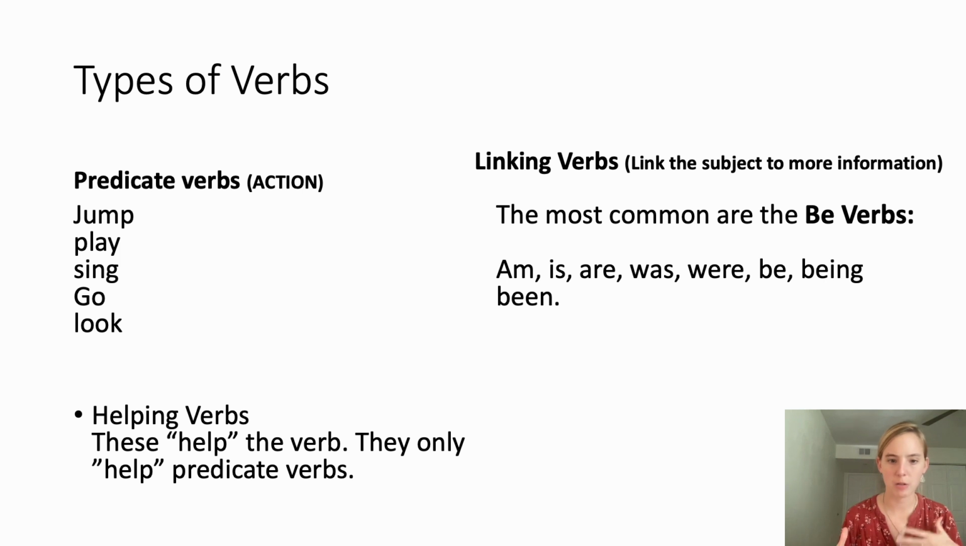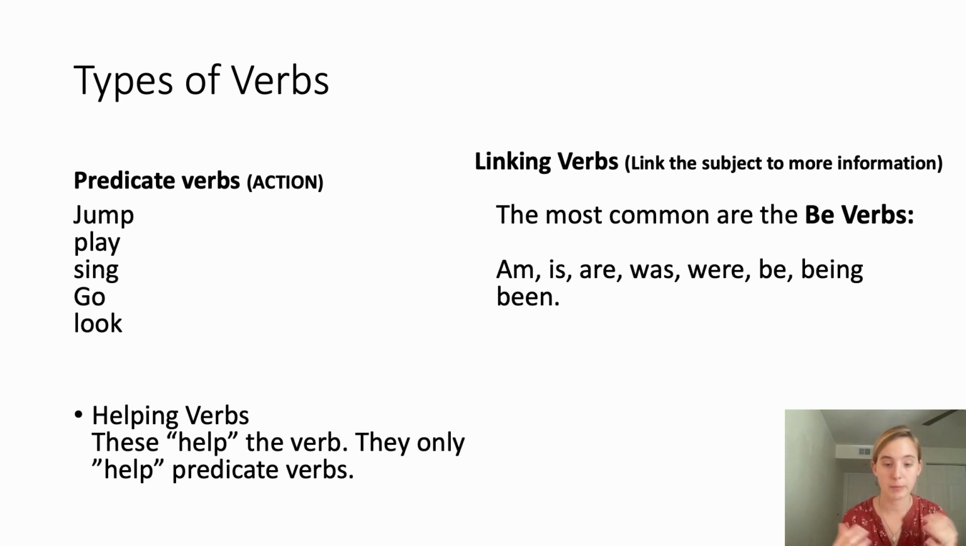So now that we've talked about subjects and predicates, we need to talk about types of verbs, because these types of verbs help us identify other parts of the sentences. So the first and most common type of verb is the predicate verb. Now, when I tell students about predicate verbs, most of them get a little bit worried. It's a very large word.